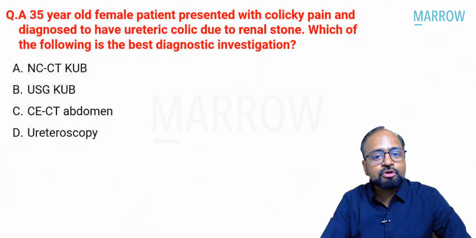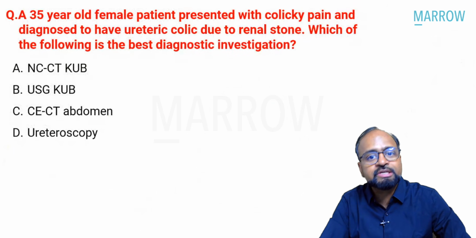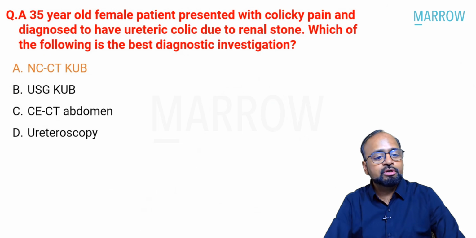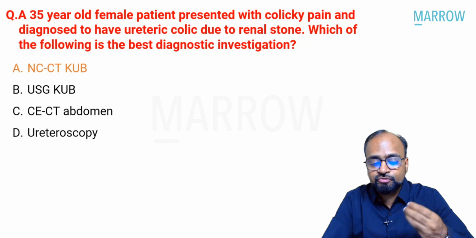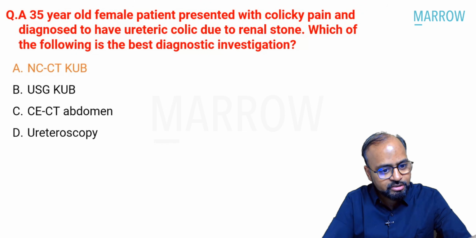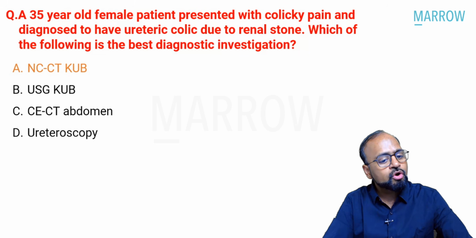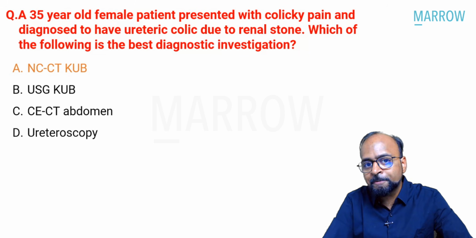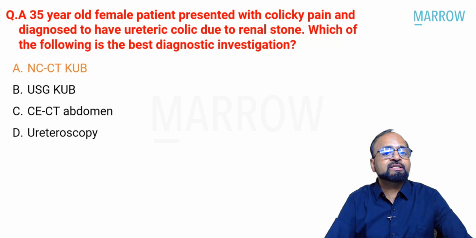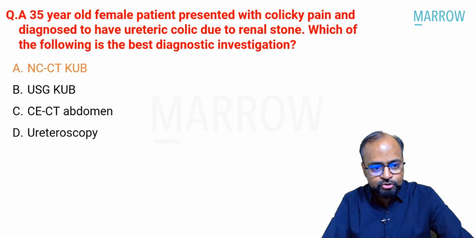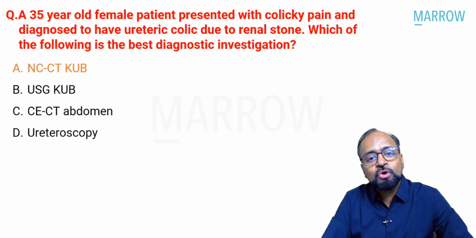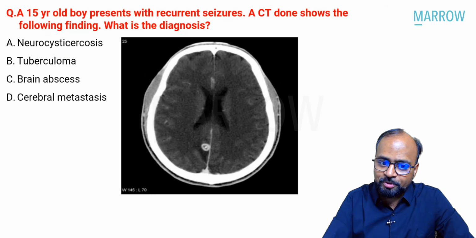So this was a patient of acute renal colic. What is the best investigation? The best investigation in acute renal colic we have seen is a non-contrast CT scan of the kidney, ureter, bladder, which will very beautifully demonstrate the calculus. USG is the initial investigation. Contrast is usually not required to demonstrate calculi. Ureteroscopy is basically used to treat the calculi, fragment them and retrieve them out. So this is the answer to this question. It is non-contrast CT KUB.